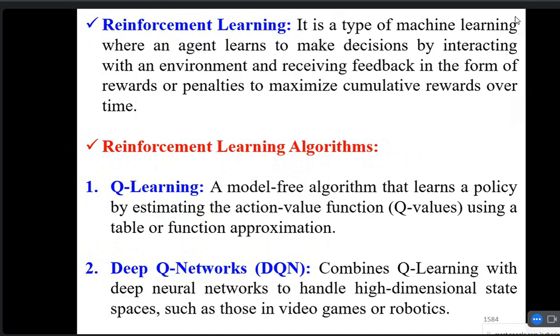It is a type of machine learning where an agent learns. Agent means robot, Ramchan, nothing else. Agent means robot. What is a robot? It is an intelligent kind of machine. It is not a human being, you know.